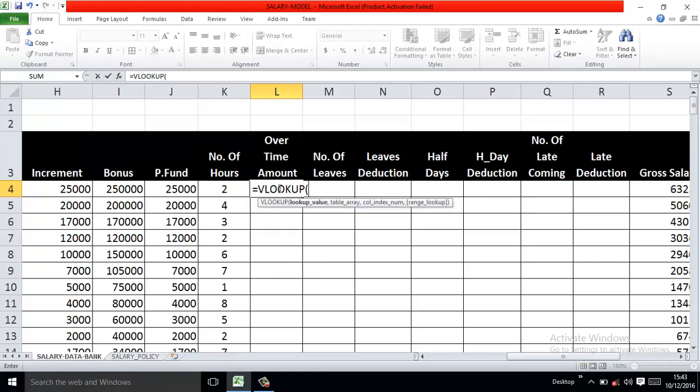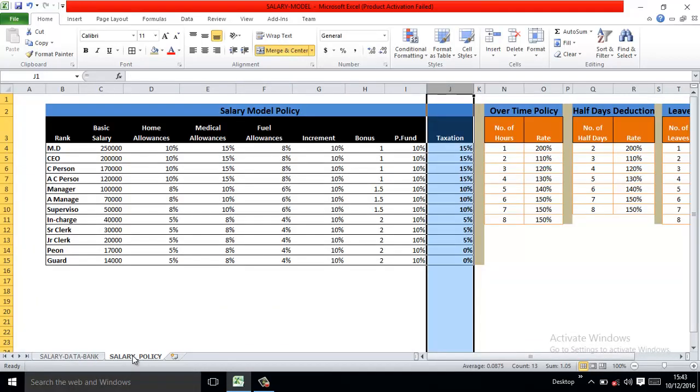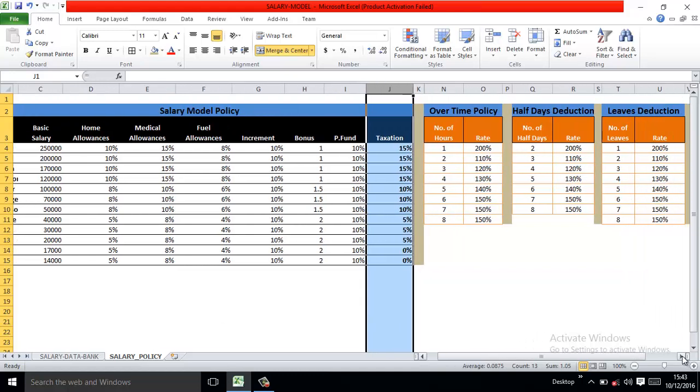This time, we are looking up the value of the number of hours in the policy table, the table array with the name overtime, and from there we'll call the value from the second column. If you click, you are getting 1.5%. So let's first discuss the policy which is given to us.